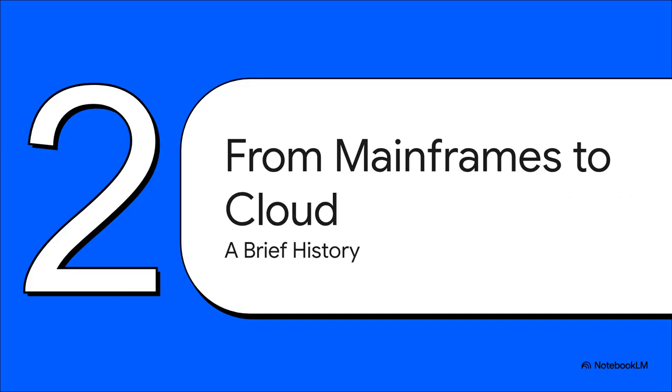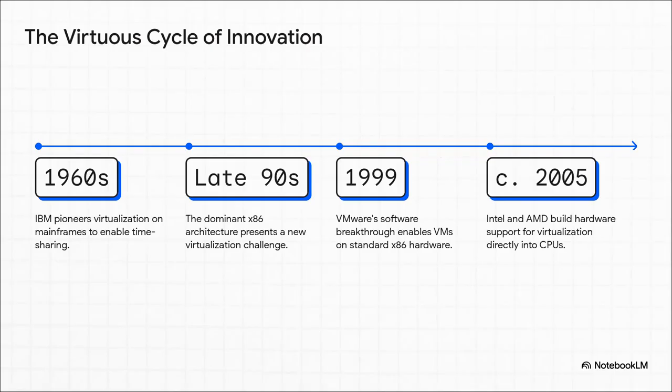This whole idea of virtualization isn't new. Not at all. In fact, if you look back at its history, you see this really fascinating pattern where software keeps pushing hardware to get better and better. So, way back in the 1960s, you had these giant, crazy expensive mainframe computers. IBM figured out an early form of virtualization just so more than one person could use the machine at the same time.